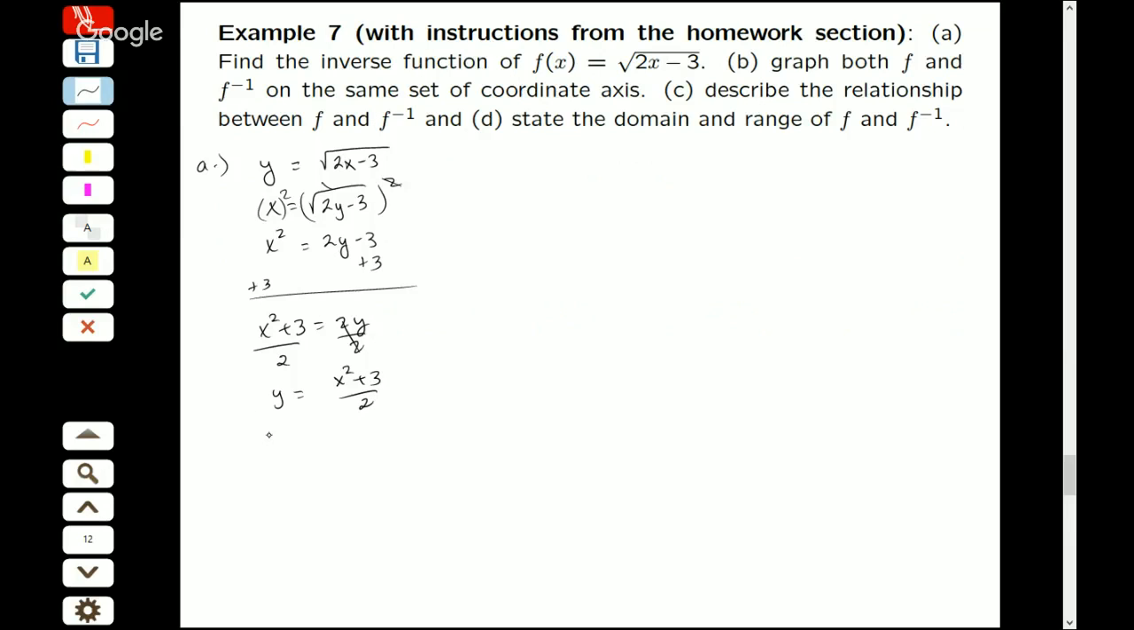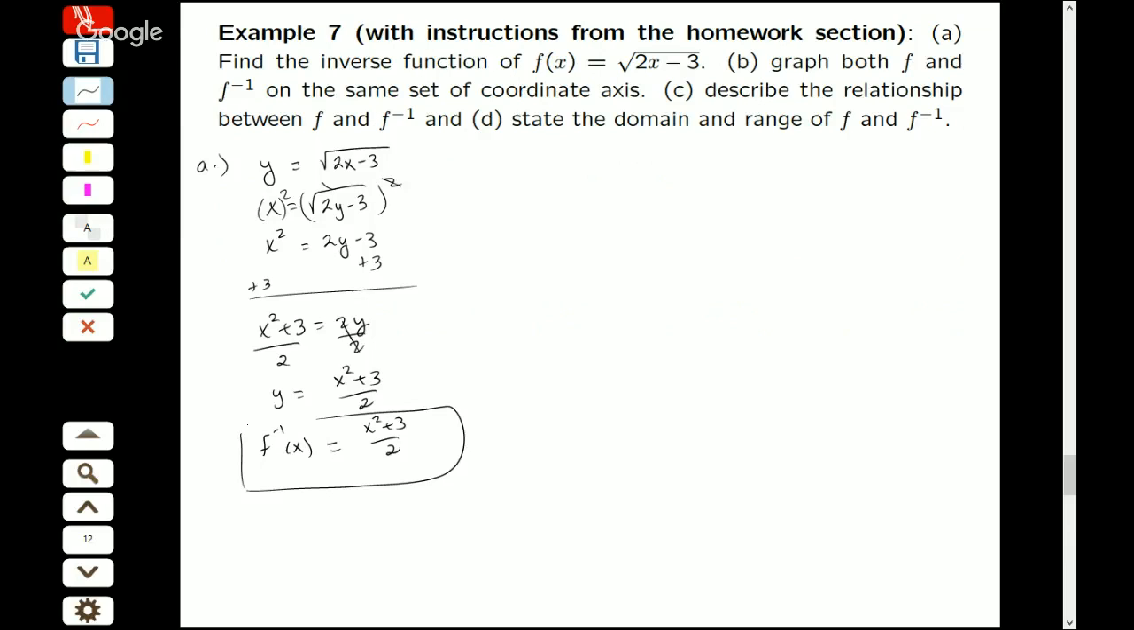And then the last step is to replace that with f inverse of x. There's our inverse. I told you, it's very simple algebra. When you actually get to solving these, it's very straightforward. Not hard at all. That's part A.